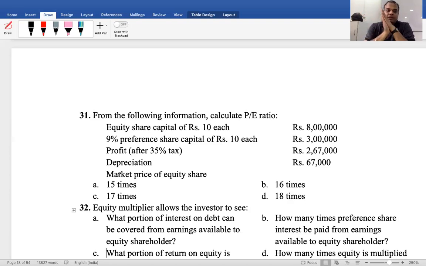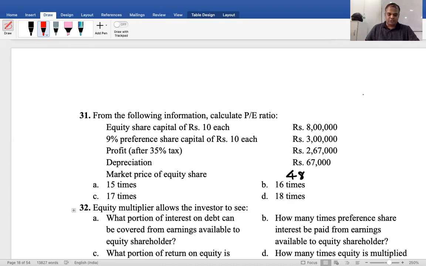Equity share capital rupees 10 each, 8 lakhs. 9% preference shares 10 each, 3 lakhs. Profit after tax 2,67,000. Depreciation 67,000. Market price per share rupees 48. Based on that, we have to compute price earning ratio.